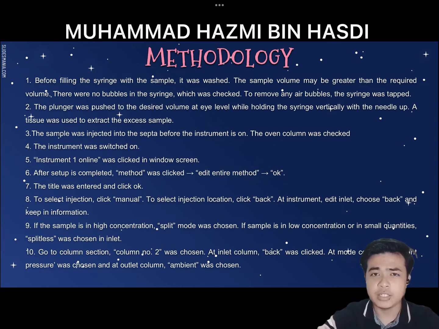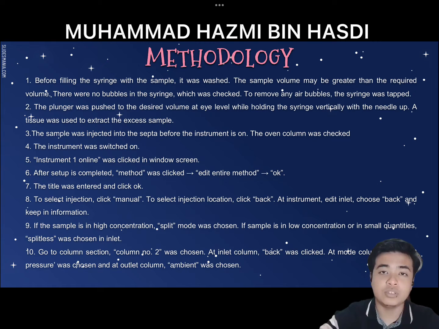To select injection, click manual to select the injection location and then click back at instrument. Edit inlet, choose packed and keep the information. If the sample is in high concentration, split mode was chosen. If the sample is in low concentration or in small quantities, splitless was chosen in inlet. After that, go to the column section. Column number 2 was chosen. At inlet column, back was clicked.